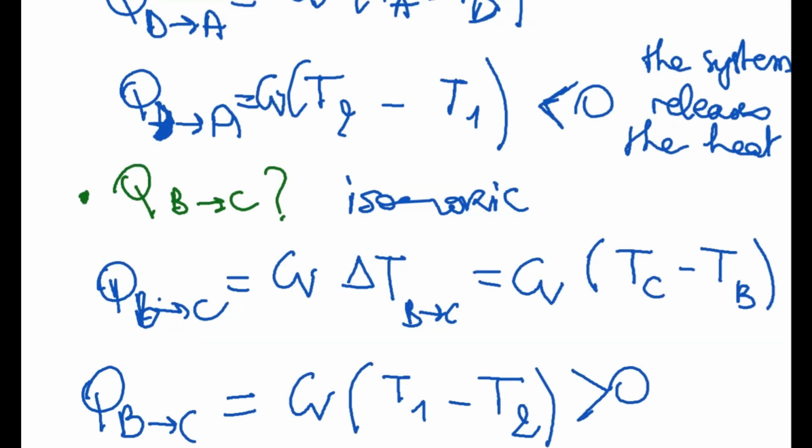Okay, so if we compare both equations, they're the same except for the sign. One is CV (T2 minus T1), and the other one is CV (T1 minus T2). So we just proved that both heats are equal in amount, but opposite in terms of what is getting in and what is getting out of the system. What is interesting is that for the QBC heat, we have a positive value as T1 is higher than T2, and this means that your system is receiving heat during this step from the external environment.